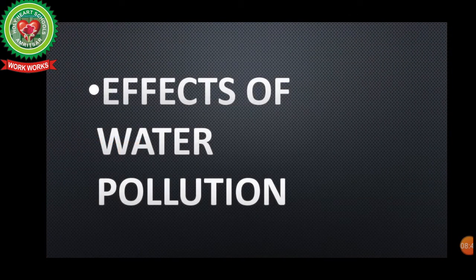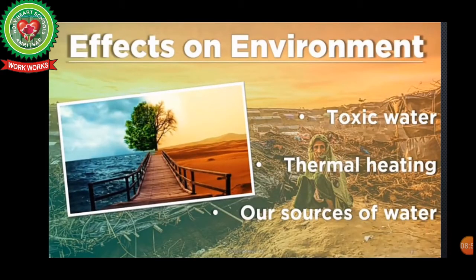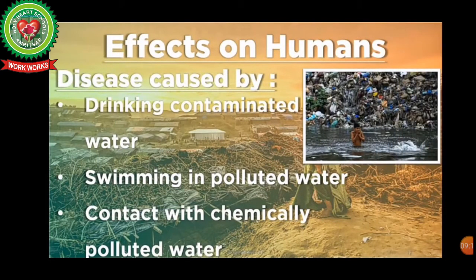Now let us go through the effects of water pollution in detail. Effects on the environment. The water becomes toxic, that is, it becomes poisonous. Then thermal heating is caused due to the water pollution. Other sources of water are also polluted. Then effects on humans. Humans are caught by diseases caused by drinking contaminated water, swimming in polluted water, and contact with chemically polluted water.